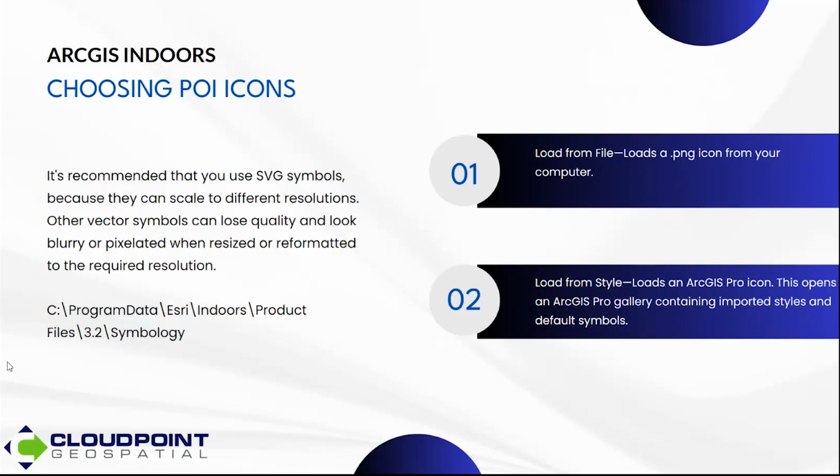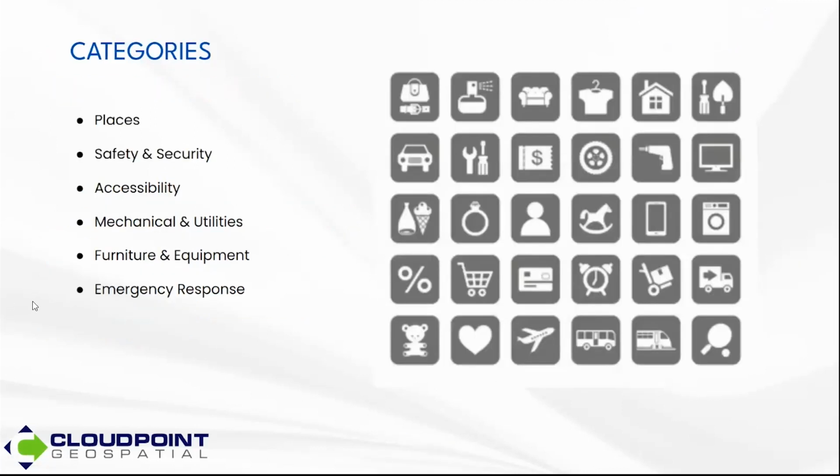So you've got two options. One, you can load from a file if you're bringing in a POI icon, or you can load from style files, which I will show you as well. Those style files are available with the Indoors product data downloads. When you download that information from My Esri, it'll save it at this location on your PC, and you can pull up those style files in there.